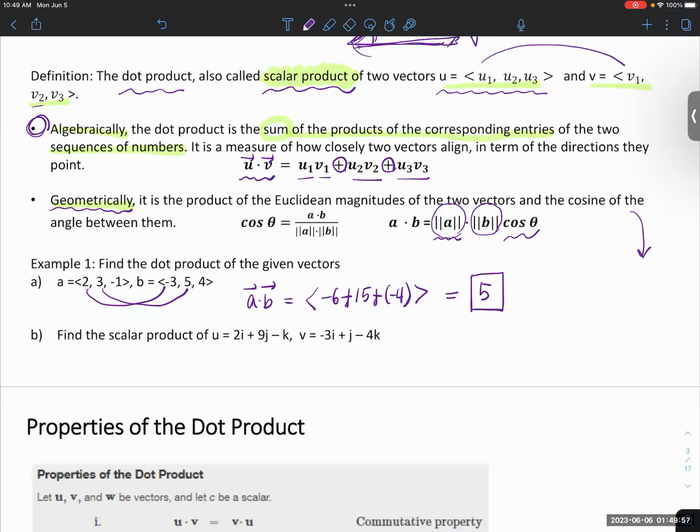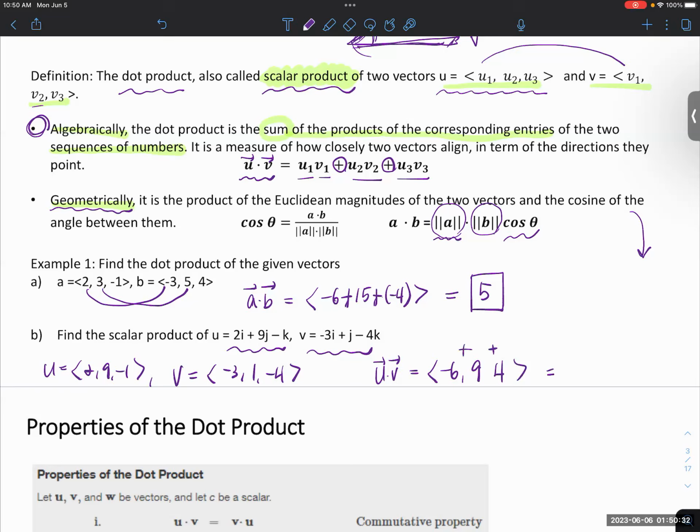One more time, we know that a vector can be written based on the standard basis unit vectors i, j, k. Therefore, you can find that the u vector is simply 2, 9, -1, and the v vector is -3, 1, -4. So the dot product between u and v: 2 times -3 is -6, 9 times 1 is 9, -1 times -4 is +4. You add them, and you get the number 7. This is the dot product between those two vectors in three-dimensional space.